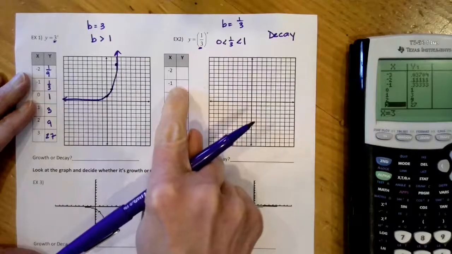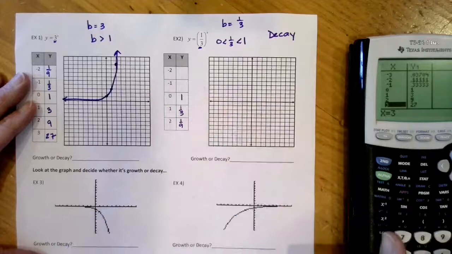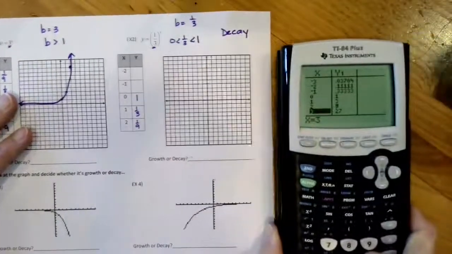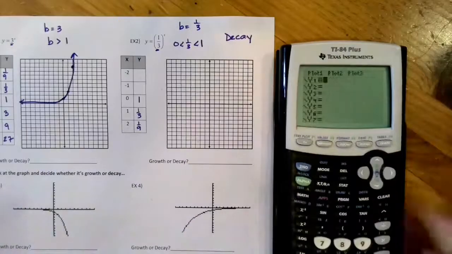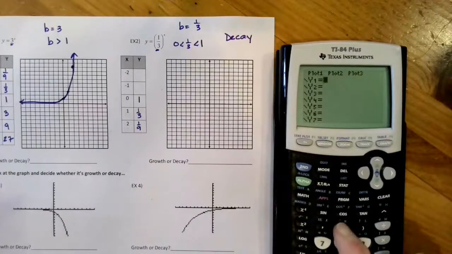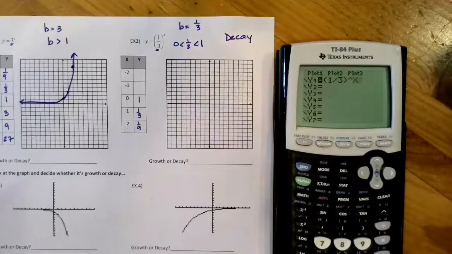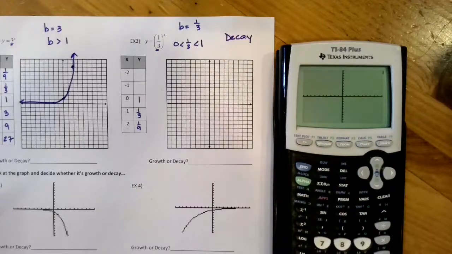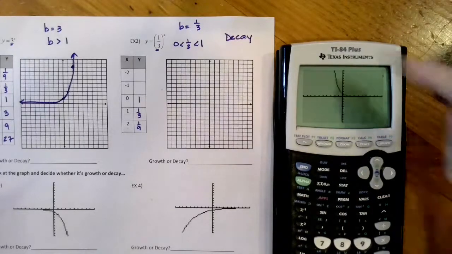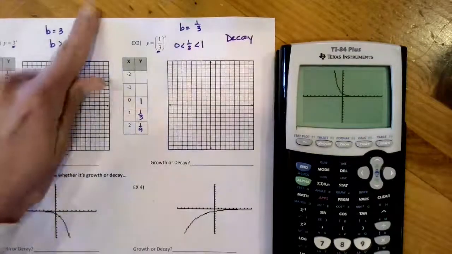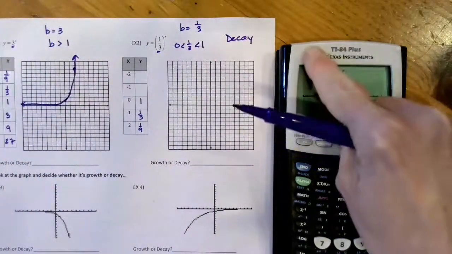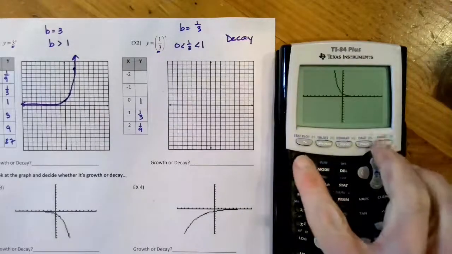But let's take a look at what happens when I have a negative exponent on a fraction base. So we'll come over here and we'll go ahead and use our parentheses to make sure that we end up with 1/3 to the x power. Take a look at the picture of it, and we can see instead of growth where it's going up, now with decay it's coming down.